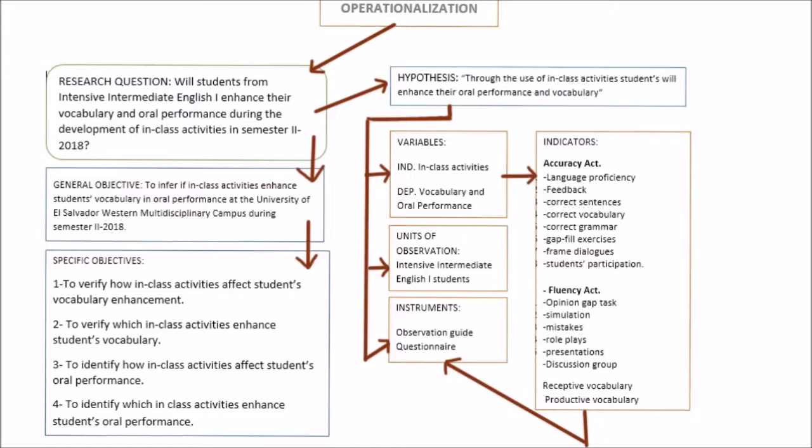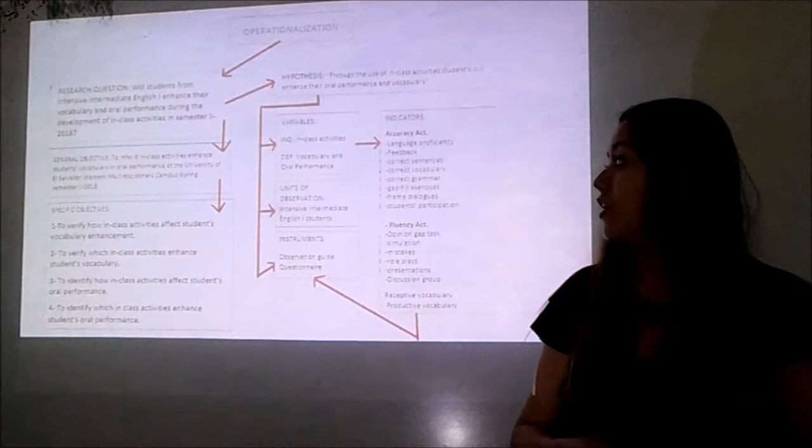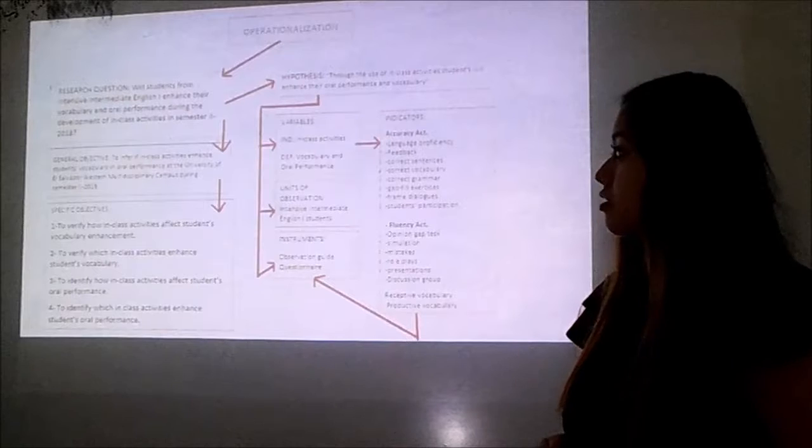With the help of these indicators, we also created the instruments, which were an observation guide and a questionnaire. All these related and taking into account the objectives. Now let's move on to the operationalization of variables. Well, first we have the research question.